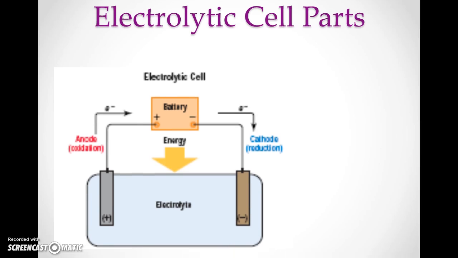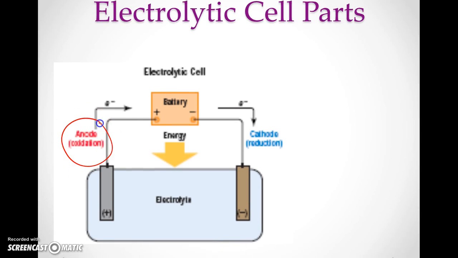Our anode is going to be the guy that is going to be the less active metal on the activity series. And our cathode is going to be the guy that's going to be the more active metal on this activity series. Because this is an electrolytic cell that is non-spontaneous, we're making a chemical change occur that does not want to naturally happen. So we're going to make our less active metals oxidize and our more active metals reduce. How we do that is by hooking everything up to a battery.